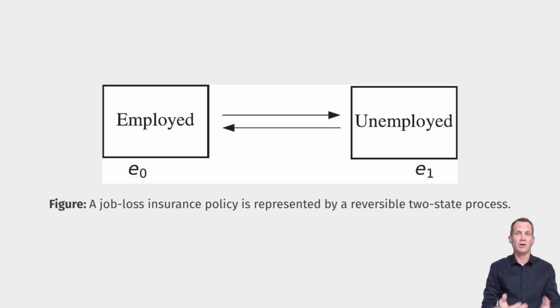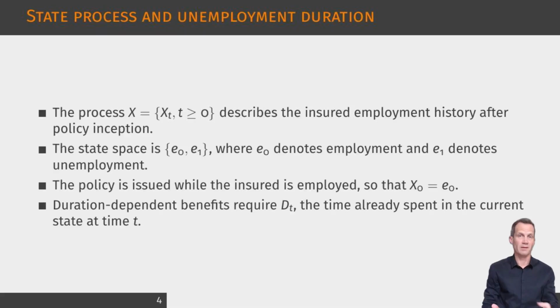The insured is either employed, denoted by E0, or unemployed, denoted by E1. The important visual feature is the two-way movement between the states. A job loss moves the insured from employment to unemployment, while re-employment moves the insured back from unemployment to employment. This two-way structure is the reason why the model cannot be treated as a simple absorbing model. It also explains why actuarial quantities must be able to follow repeated employment and unemployment spells over the life of the contract.